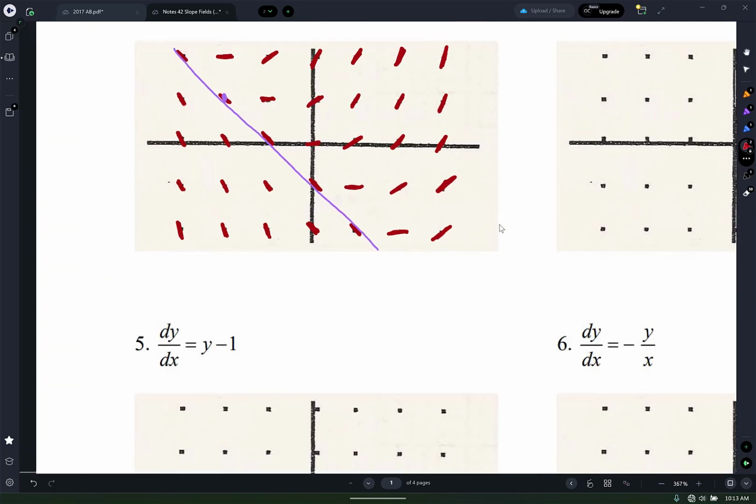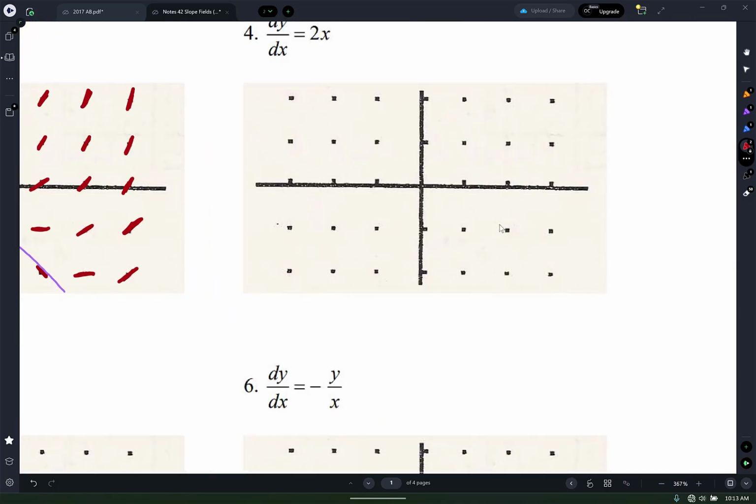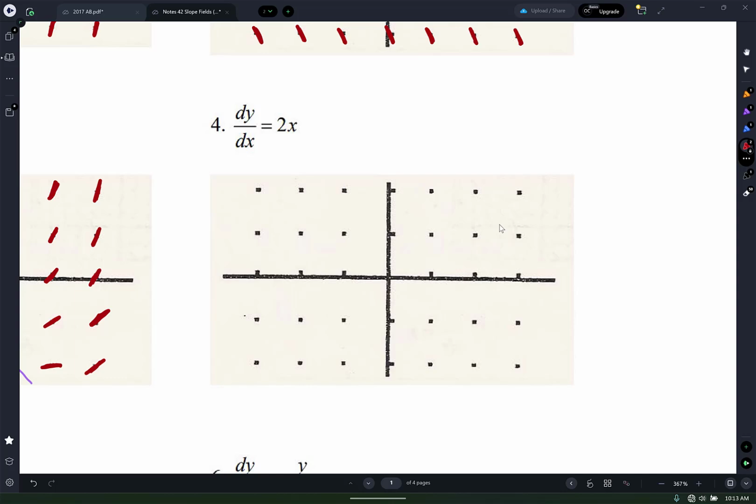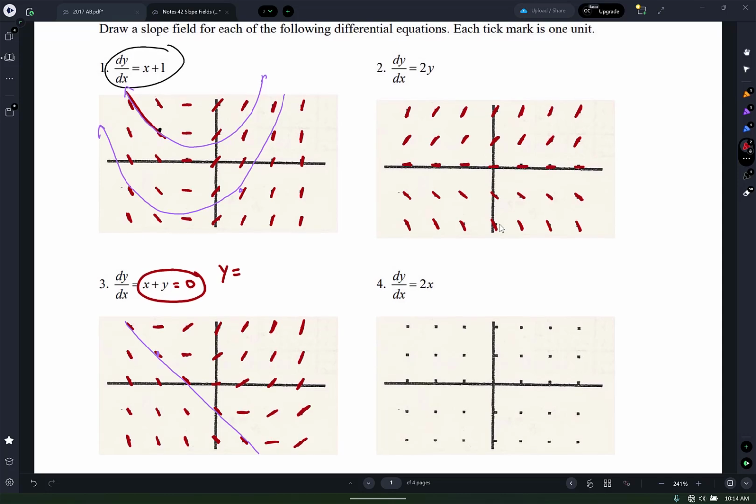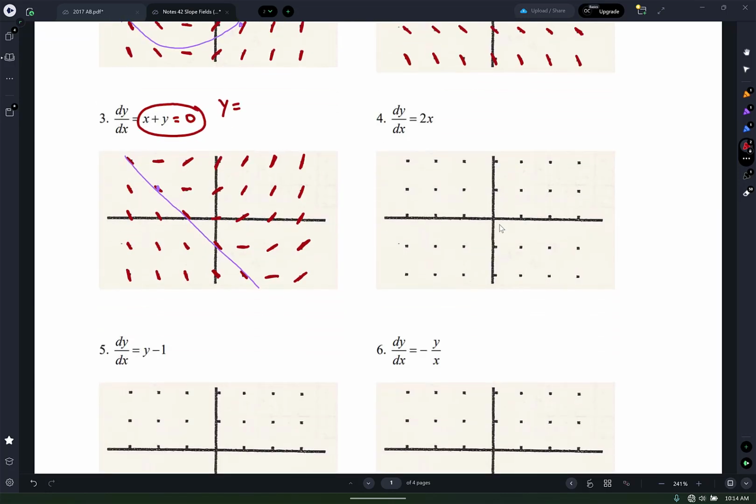All right. Let's see. Number 4. This one is just evaluated with the x, so it's not like super awesome. That's about as hard as it gets. This is going to be similar to number 1. Yeah, let's do number 4.